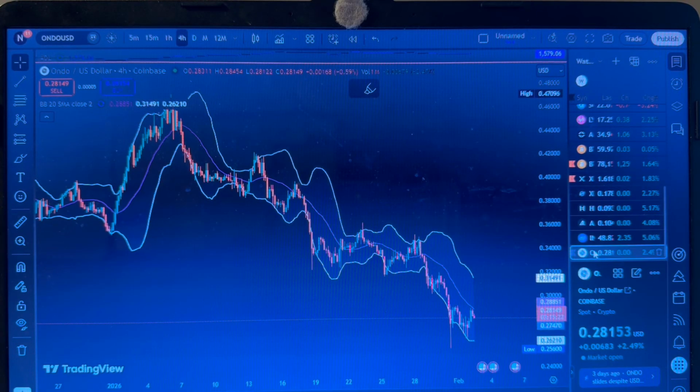Hi, we're Trading Up, and today's conversation starter is ONDO Finance, or ONDO. What is it and what is it used for?